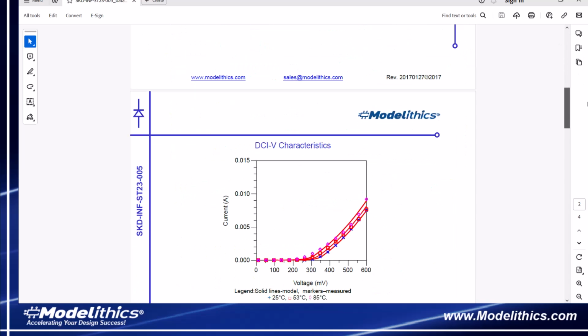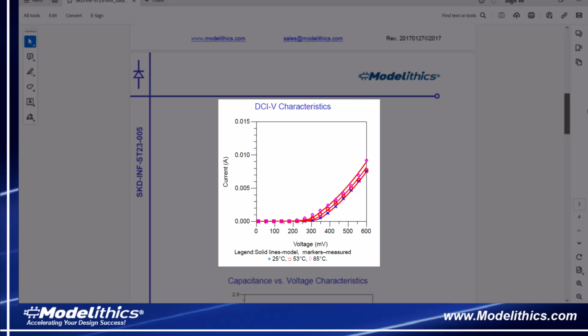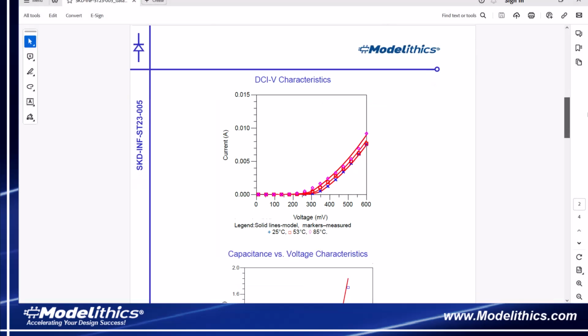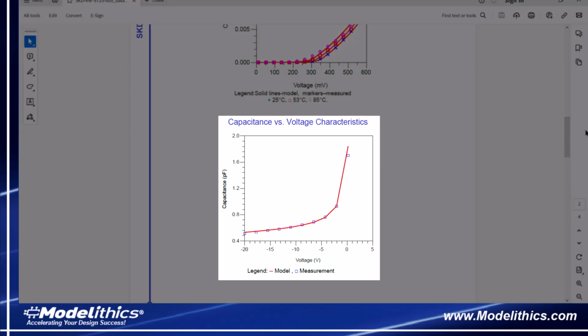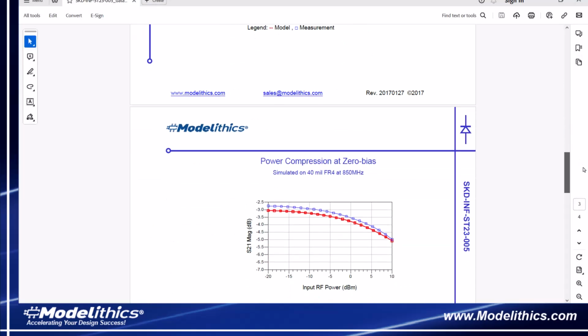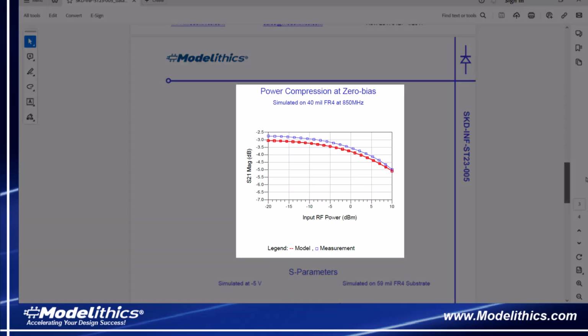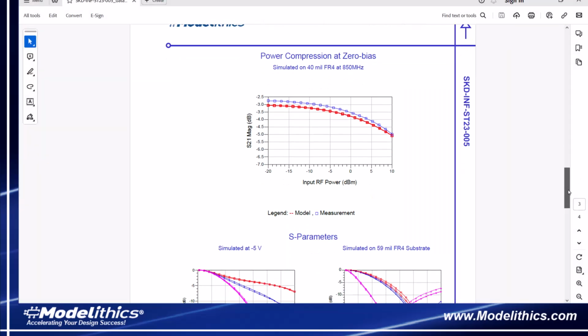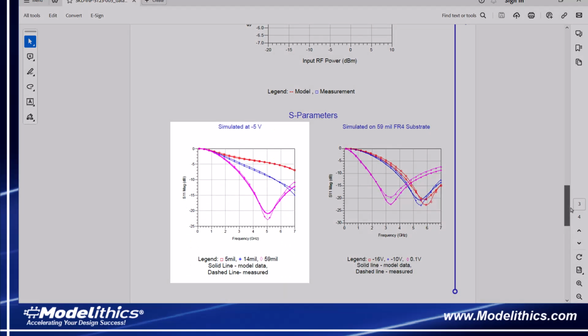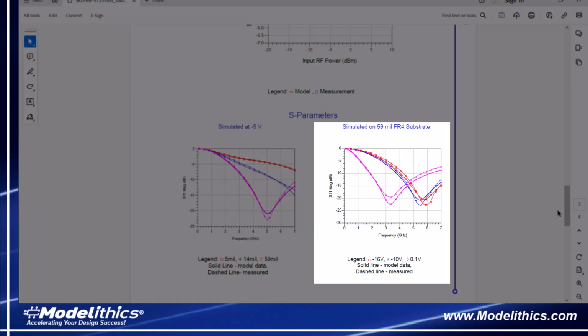Let's scroll down and we'll see DC-IV over temperature, followed by this capacitance versus voltage graph. Go further down and we'll see the power compression at zero bias at 850 MHz. Finally, you can also see S11 over different substrates, as well as S11 with one substrate over different bias voltages.